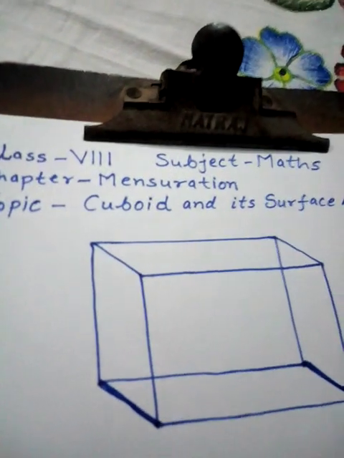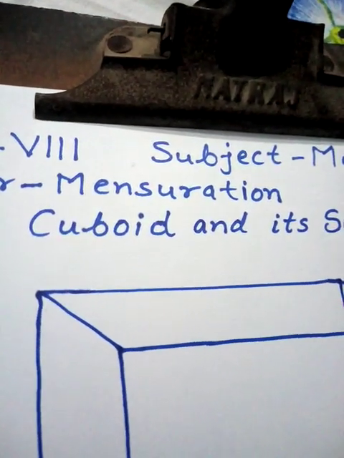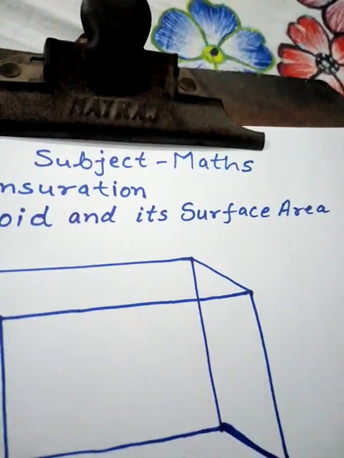Good morning, class 8. In the previous class, you have read about the area of an irregular polygon. Today, in this class, you are going to understand the three-dimensional object, that is a solid object, cuboid, and its surface area. So take a look at this. Students, you can see the topic is cuboid and its surface area.